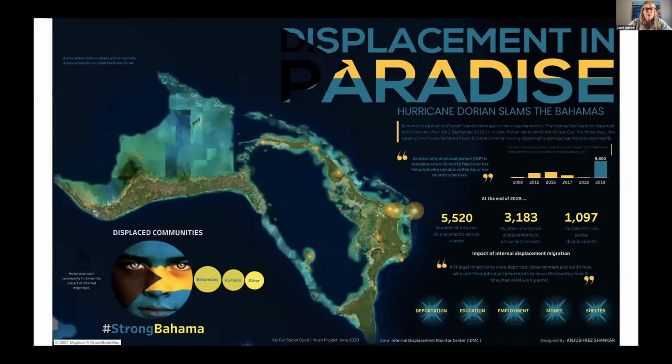This is the same project and another Toronto visualizer, but obviously she has a lot more of a bent toward the visual, and it's definitely very, very beautiful. But it does have less of the bar charts and the data.